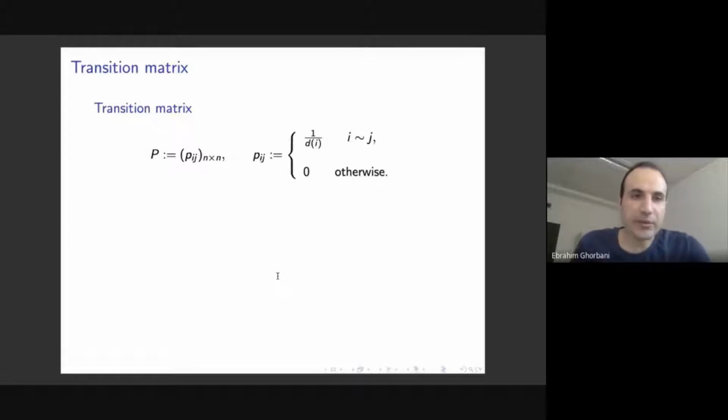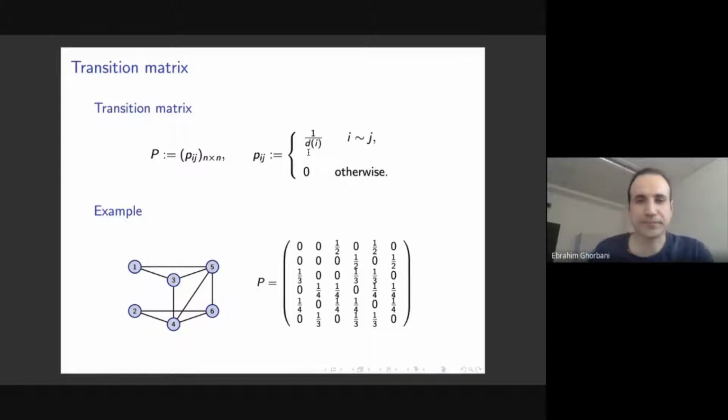So random walk has a close connection with a matrix called the transition matrix, which is defined this way. If the graph has n vertices, this matrix is an n by n matrix, where its ij entry is 1 over the degree of vertex i if the vertices are adjacent, and if they're not adjacent, the entry ij is 0. So for example, for this graph, this is the transition matrix.